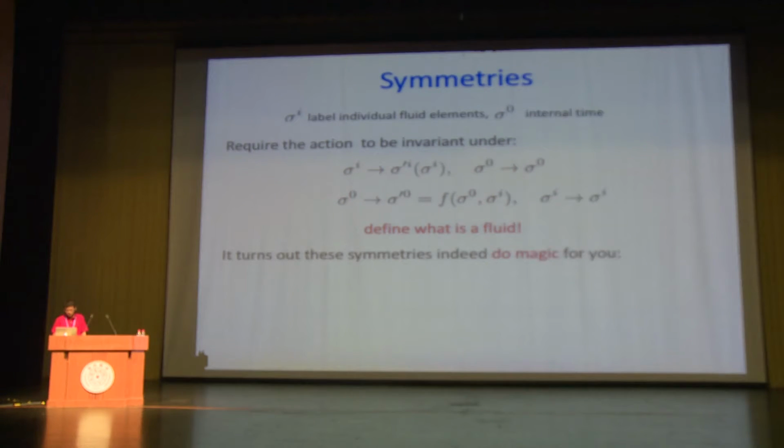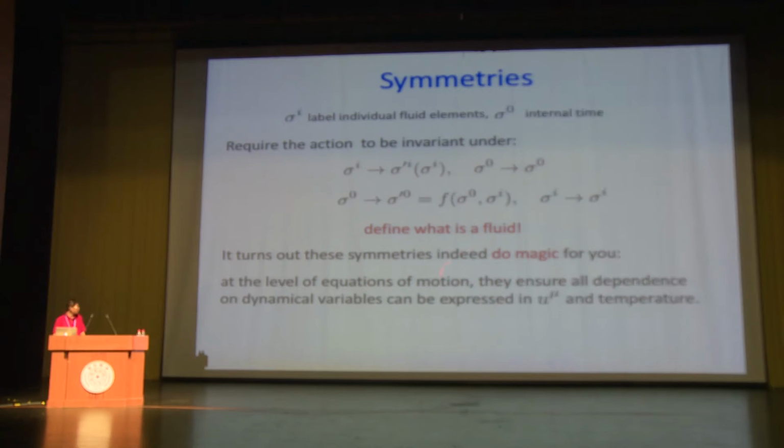And indeed, it turns out that this symmetry does the job for you. When you write down the most general action compatible with those symmetries, you find that the equation of motion can be expressed solely in terms of velocity and temperature, and not in terms of this original x field. And then this recovers the standard formulation of hydrodynamics, modulo phenomenological constraints.